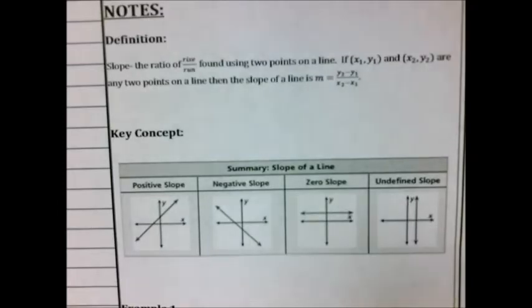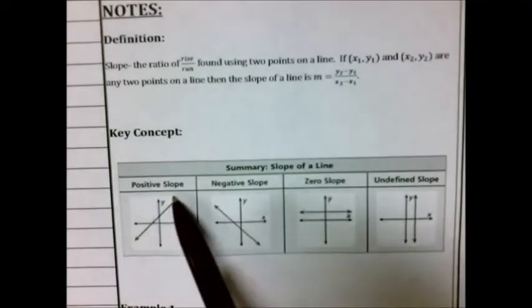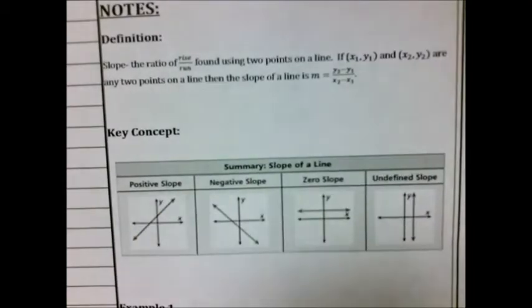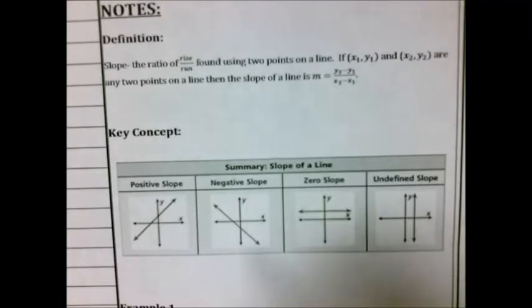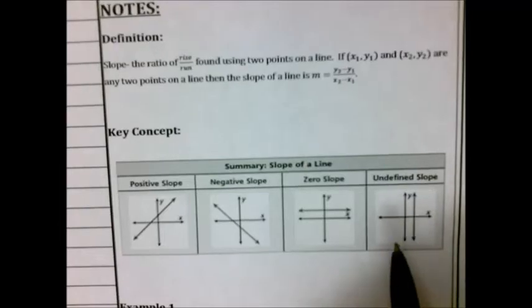If we have a point at x1, y1 and another point at x2, y2, and these are any 2 points on a line, then the slope of the line, which we call m, equals y2 minus y1 divided by x2 minus x1. Okay, and so we have these 4 different types of slopes. If it's going up from left to right, that's called a positive slope. If it's going down from left to right, that's a negative slope. A zero slope is one that has no change. It's completely horizontal. And an undefined slope is one that is vertical.